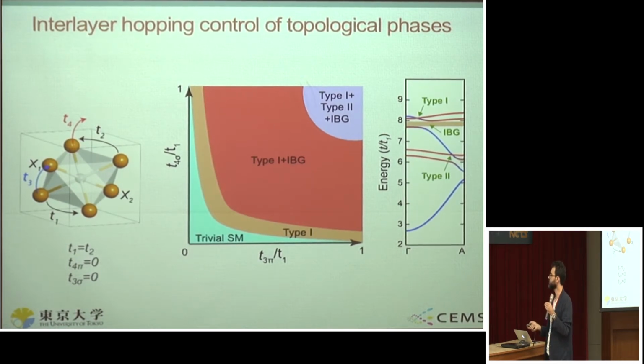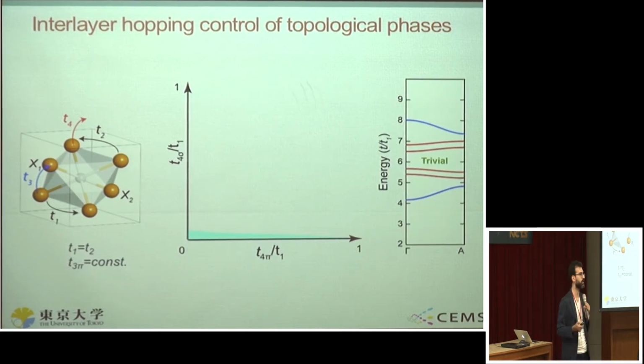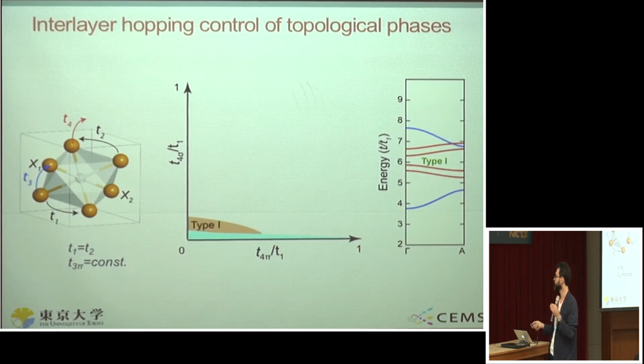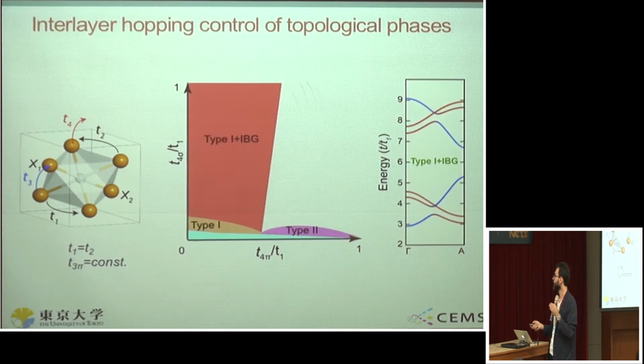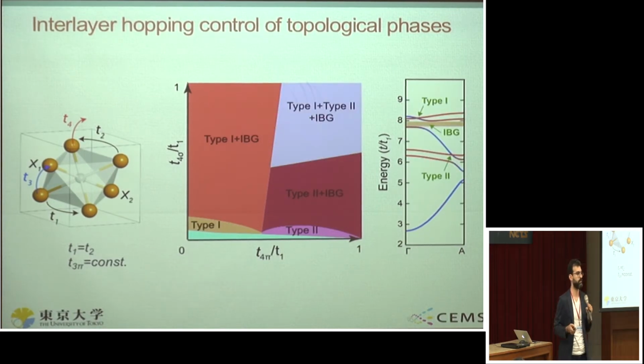So if we also include the interlayer hopping, for example, if I assume that I have this finite interlayer hopping from X1 to X2, then I can have an even richer phase diagram like this. I can assume that in this case when T3 pi is constant and I change the T4 pi and T4 sigma, then I can have type 1 in this range, I can have type 2, I can have type 1 plus inverted band gap, I can have type 2 plus inverted band gap, and eventually type 1 plus type 2 plus inverted band gap like this.